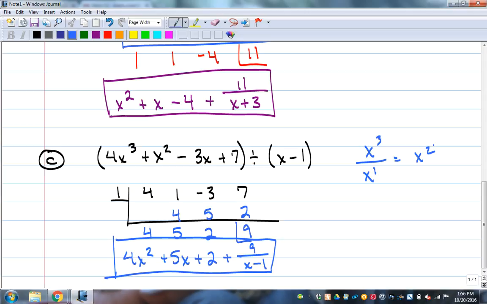So if you started with the x to the 4th, it goes to 3. If you start with x cubed, it goes to 2. If you start with the x squared, it goes to 1. Okay. All right. This is about as hard as it gets. As far as synthetic division, it doesn't get any harder than that. It's the same thing over and over.